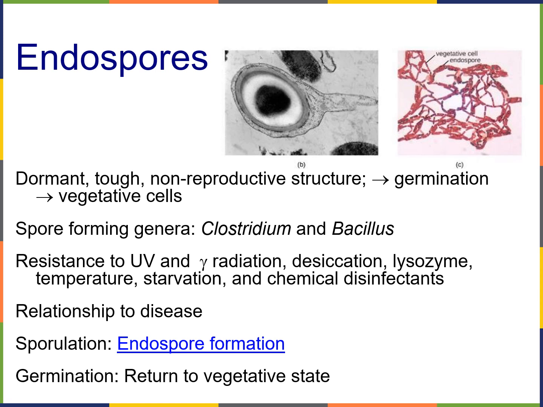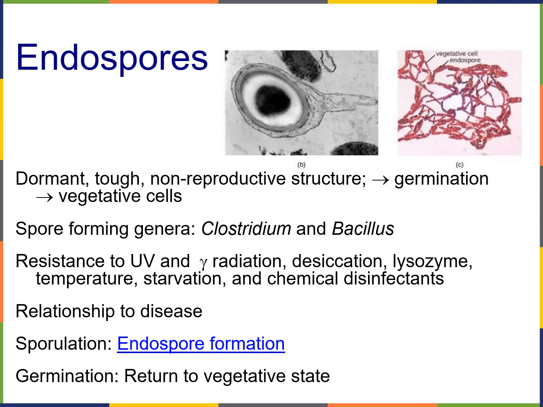But you see that these endospores are, like I said, very, very hard to kill. They are resistant to UV light, gamma radiation, desiccation, which means drying out, lysozyme, extreme temperature changes, starvation, and chemical disinfectants. Like I said, very, very hard to kill one of these endospores. They're dormant, but they have very tough spore coats around them that help protect them.